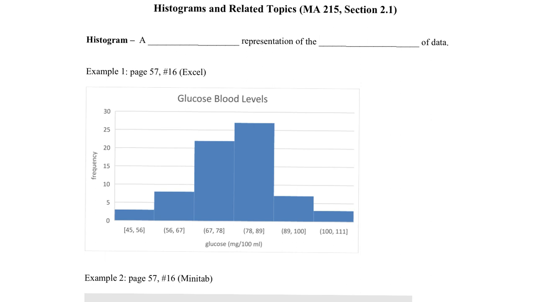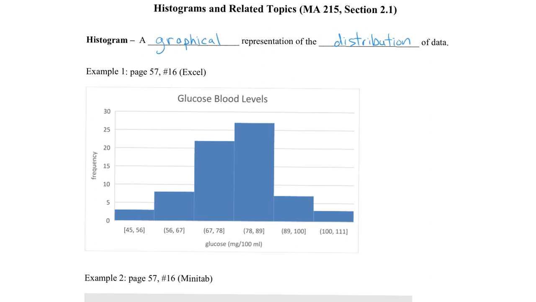Let's start off by talking about what a histogram is. It's a graph that's going to allow us to make sense of some data, but we could define it this way. A histogram is a graphical representation of the distribution of data.